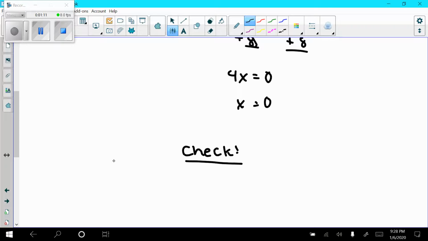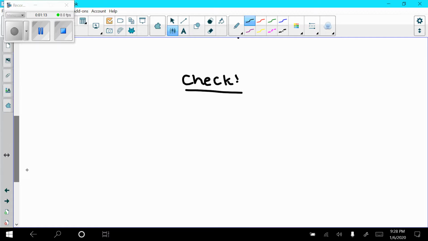So that means we're just going to take our x value and plug it back into our original. 3 plus the cube root of 4 times 0 minus 8 equals 1.